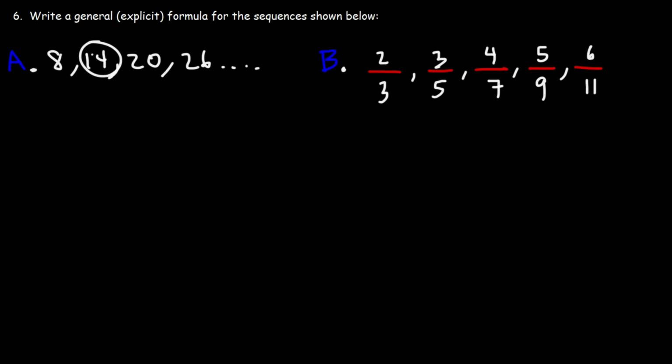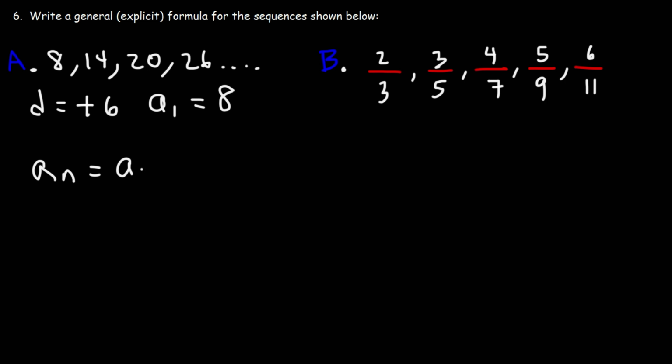So if we subtract 14 by 8, we get 6. And if we subtract 20 by 14, we get 6. So we can see that the common difference is positive 6, and the first term is 8. So the general formula is a sub n is equal to a sub 1 plus n minus 1 times d. So all we need is the first term and the common difference, and we can write a general formula or an explicit formula.